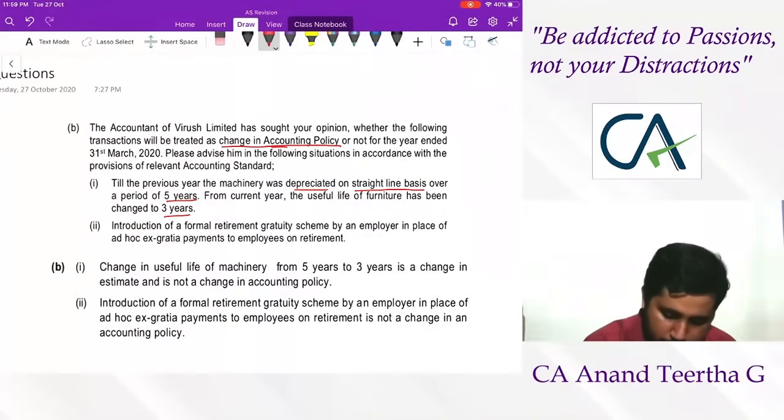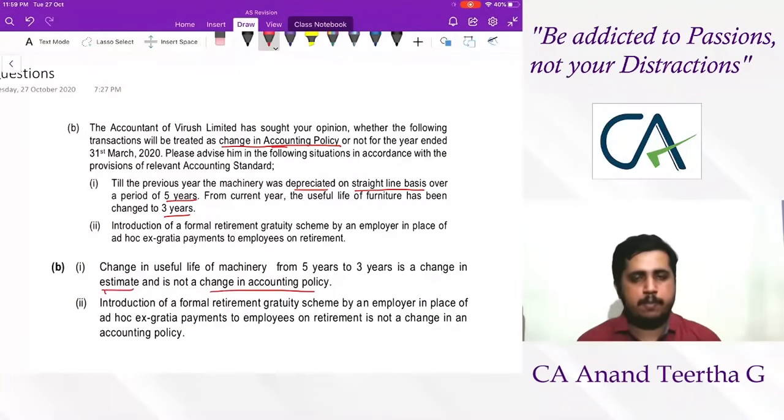Okay. Now you can directly just tell that it is change in estimate. If you could see the institute answer, they just mentioned it is change in estimate and not change in policy. But you can add one more thing saying that this has been specifically said by AS10. So you can write the rule of AS10 saying that it should be reviewed every year. If any changes are made, it will be called a change in accounting estimate. Therefore, this is also considered as change in estimate.